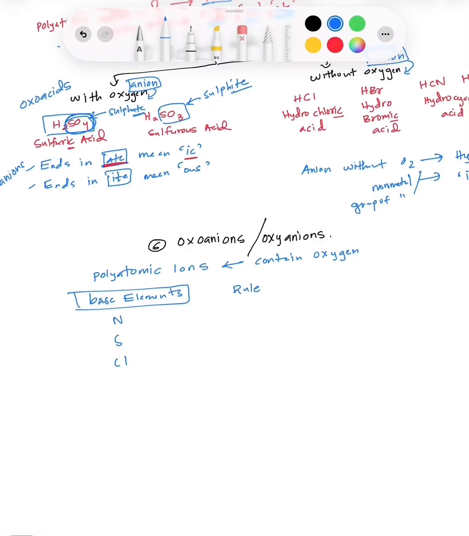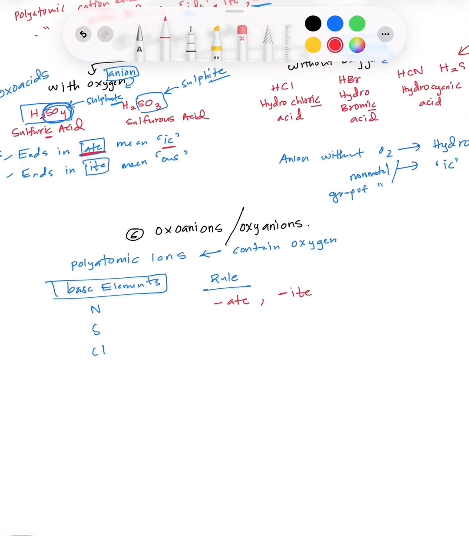Rules for them are, there are two rules. Okay, the first rule is -ate or -ite. If the same element is forming two oxyanions, more oxygen in the sense, it will end in -ate. And if it is less oxygen, it will end in -ite.